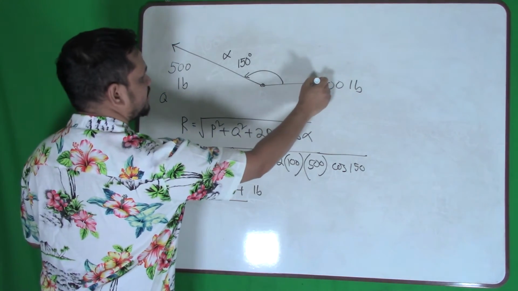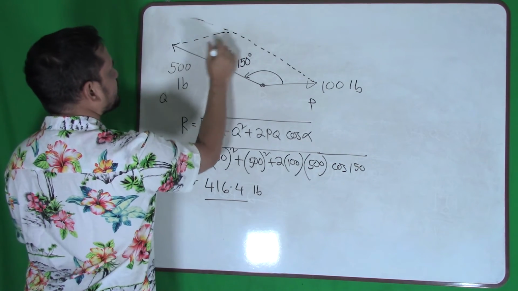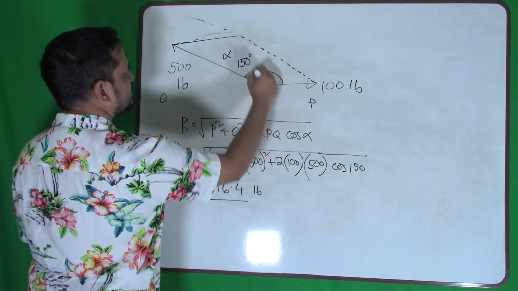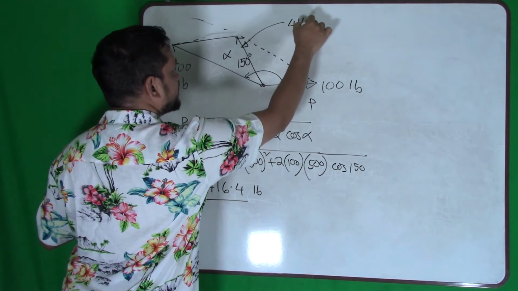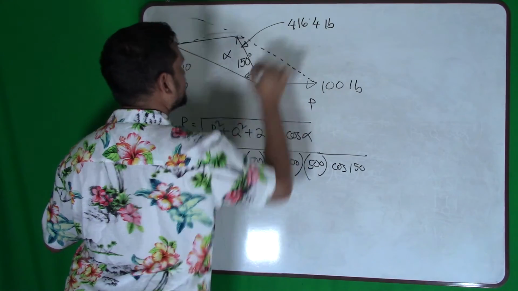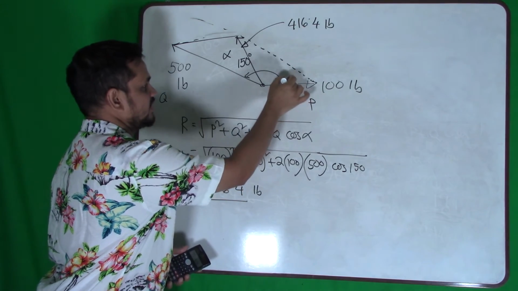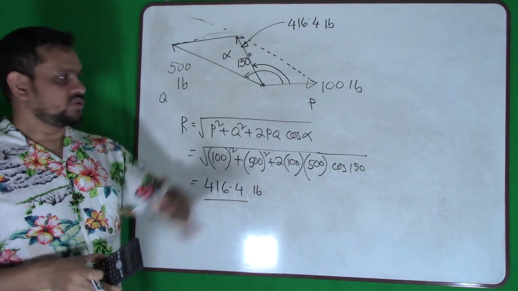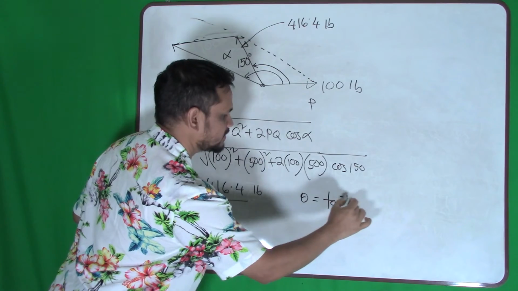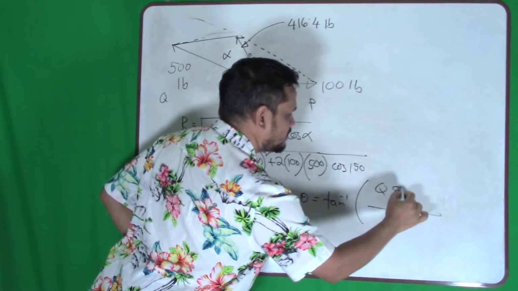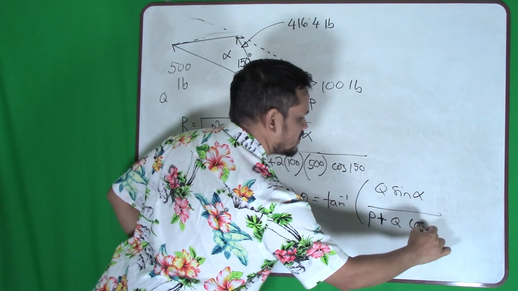Now if I draw a parallelogram here, this is my resultant. This value is 416.4 pound. So that is the resultant. Now what is the direction? First we need to find this direction with respect to P towards Q. How to find it? We know the rule: tan inverse of Q sin alpha over P plus Q cosine alpha.